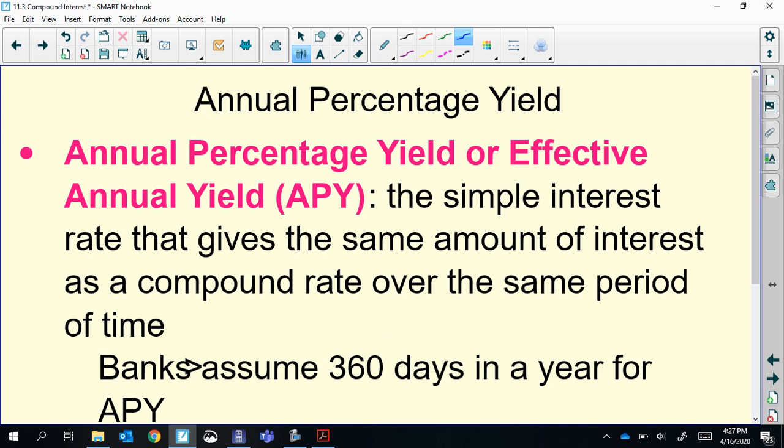All right, so we'll talk a little bit about annual percent yield, or effective annual percent yield. We did a little bit with this in the last lesson also, but it's a simple interest rate that gives the same amount of interest as a compound rate over the same period of time. Again, we're using 360 days for a year.